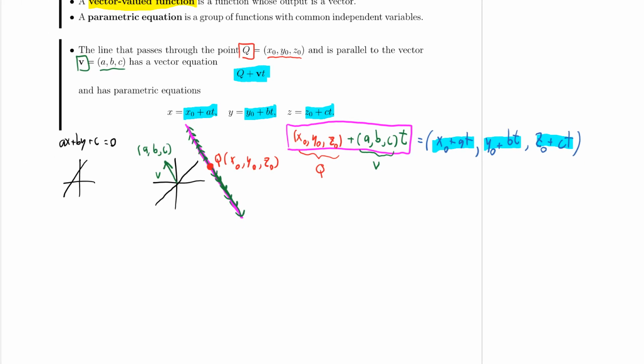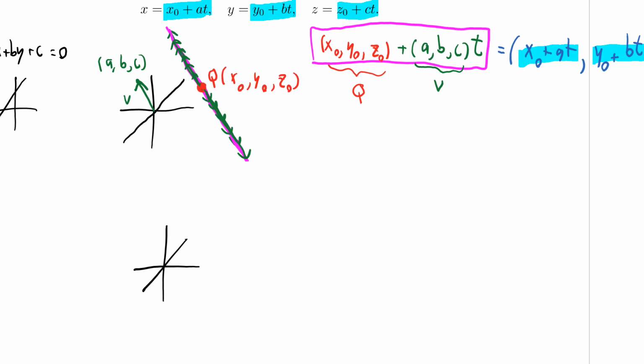Now, let me show you another way you can think of this whole parametric equation. Let's go back to the original graph that we have. I have my point Q, and I have a vector v, and I want this pink line to be parallel to the vector v here. So what that means is that if I have a point on this pink line, let's say the coordinate of this point is (x, y, z).